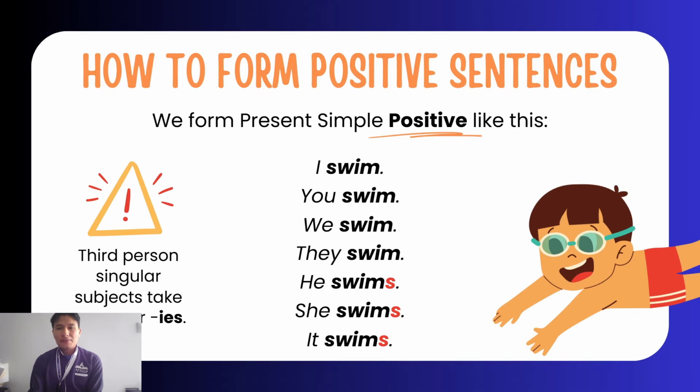How to form positive sentences? We form present simple positive like this: the subject pronoun and the main verb. For example, I swim, you swim, we swim, they swim, he swims, she swims, it swims. Remember, we only add an S at the end of the verb when you see the subject pronouns he, she, it.